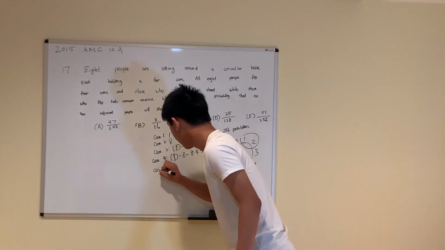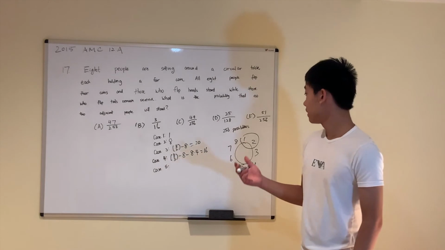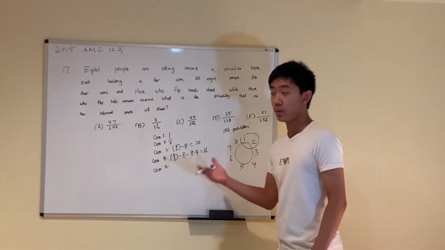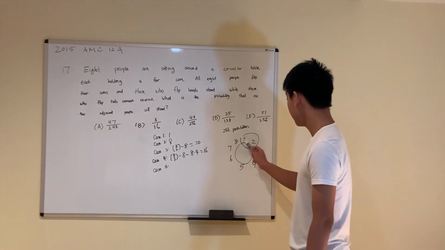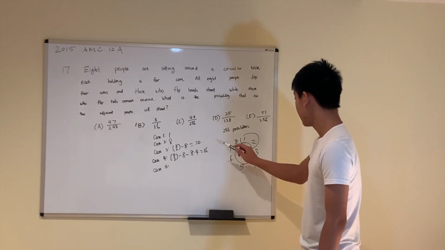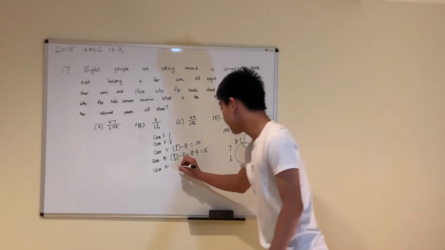Case 5 is where 4 people are standing, and there's only 2 possibilities for this because you can have 8, 3, 4, 6 standing, or you can have 1, 7, 5, 3 standing. So there's only 2 cases for this.